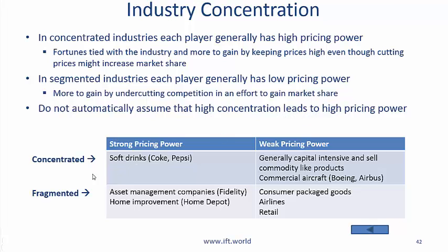So if you have a concentrated industry, obviously there are scenarios where there is high pricing power, such as in the soft drink industry. This is a concentrated industry, and Coke and Pepsi have high pricing power. But it is also possible that pricing power is weak. Generally, in capital-intensive businesses which sell commodity-like products, we will have weak pricing power.